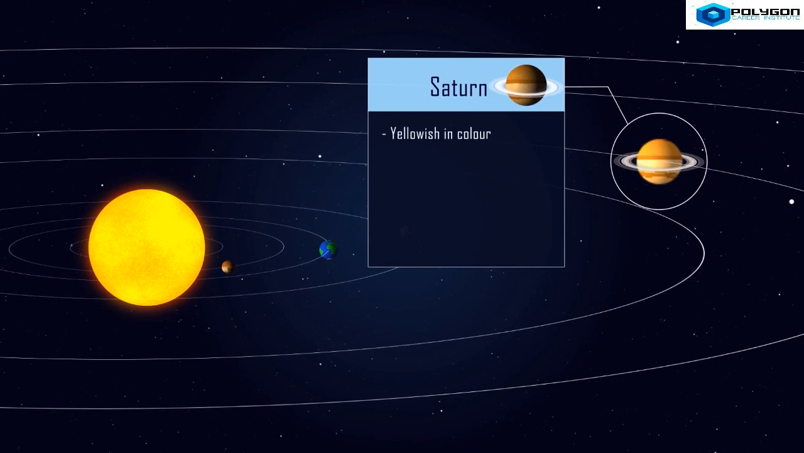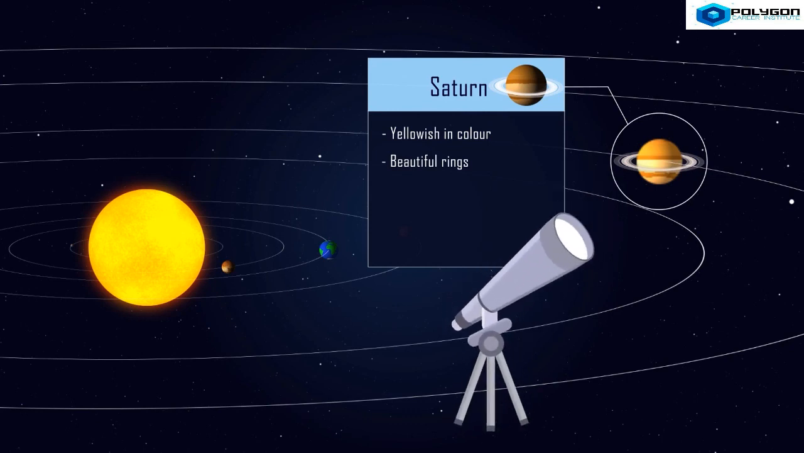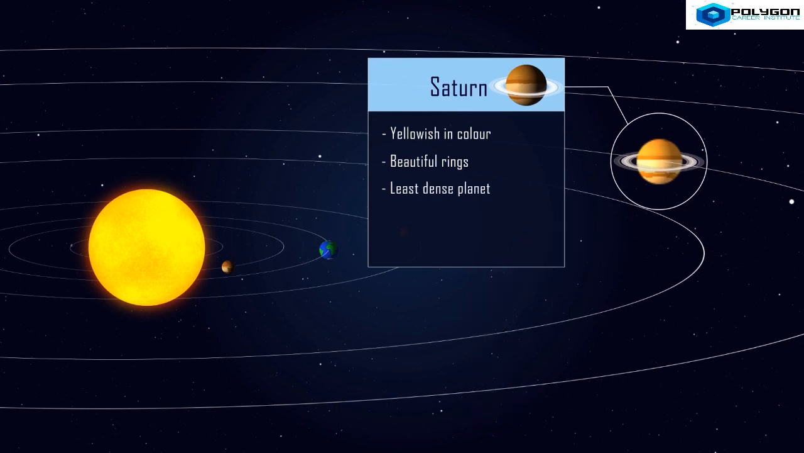This planet is unique from the other planets appearance-wise because of its beautiful rings. However, you can't see them with your naked eyes. You'll need to use a telescope for this. It is also said to be the least dense planet amongst all. Its density is even said to be lesser than that of water, which means it will float in water. And just like Jupiter, Saturn too has a large number of satellites.